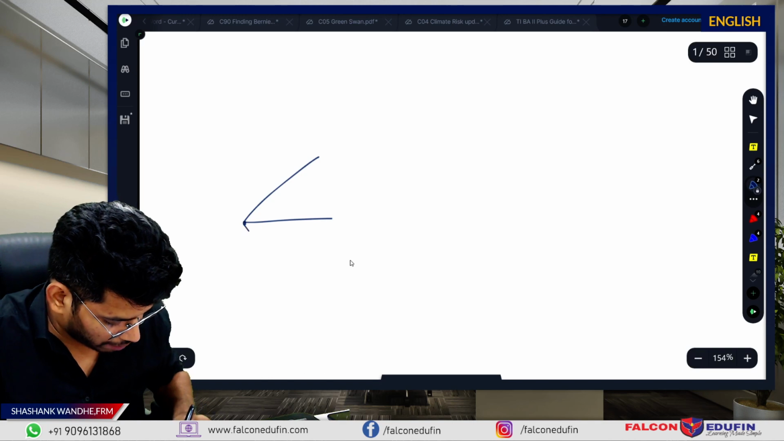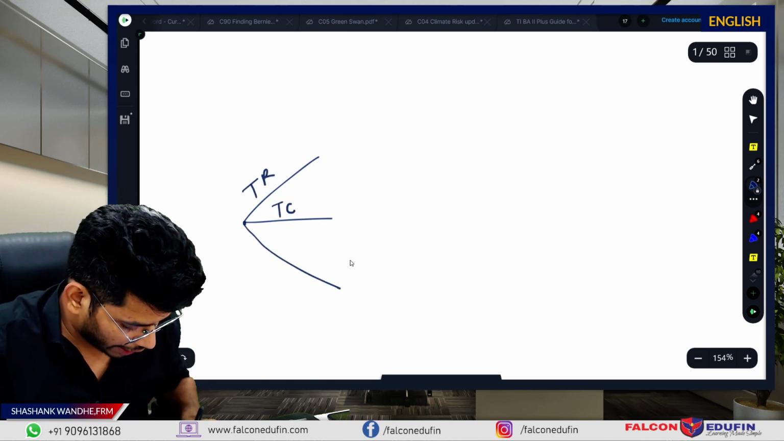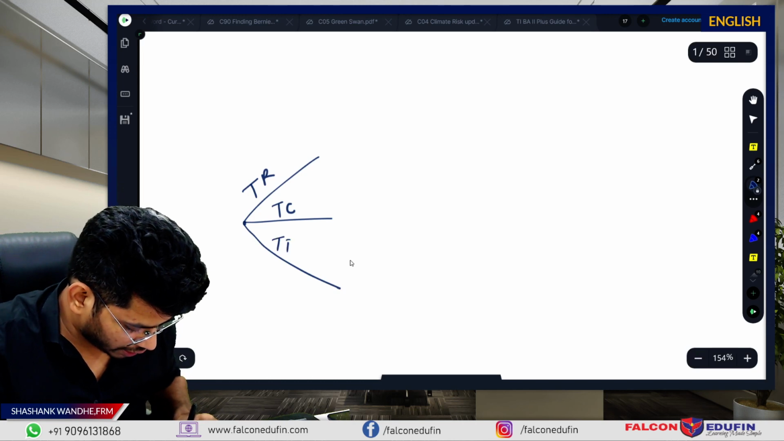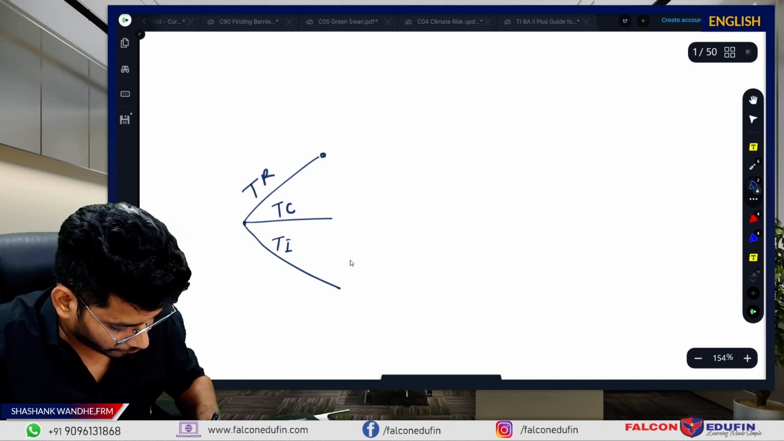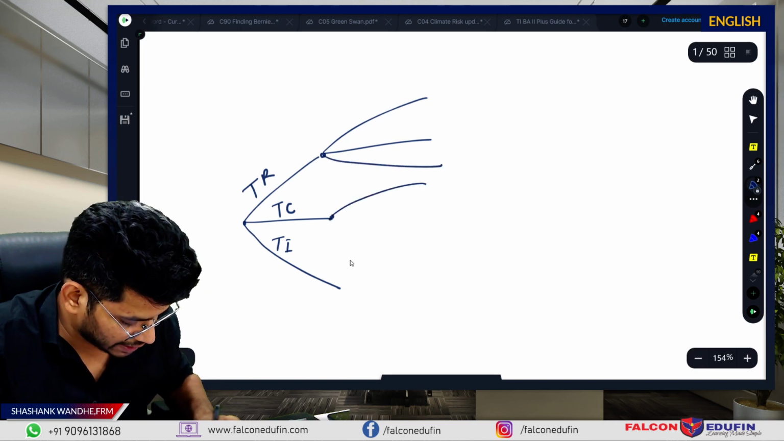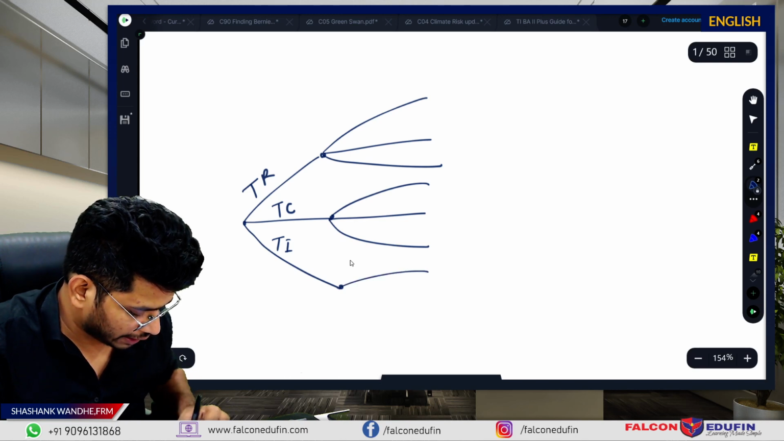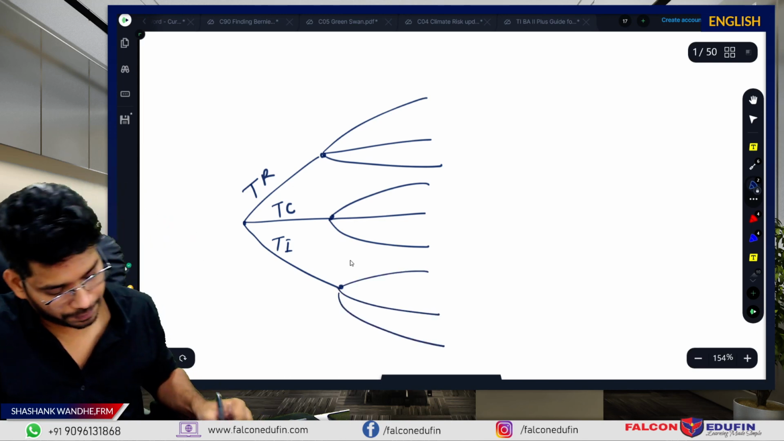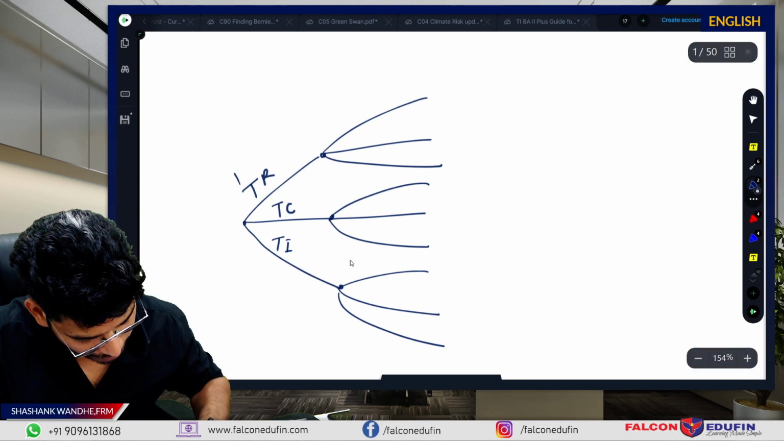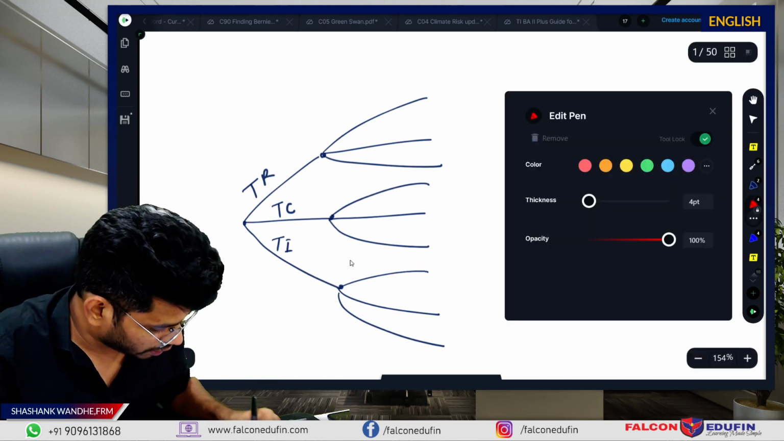So 3 branches. This is tax reduction, tax constant and tax increase. If this happens, then 3 scenarios. If TC, that is constant, happens, then 3 scenarios. If it is increased, then 3 scenarios. Now, what is the probability of tax constant?